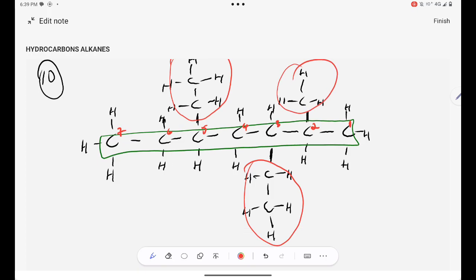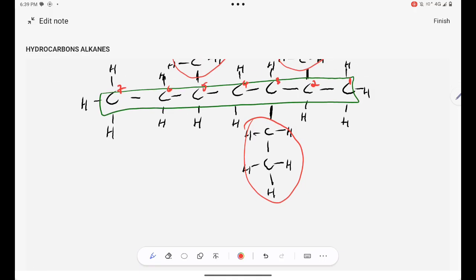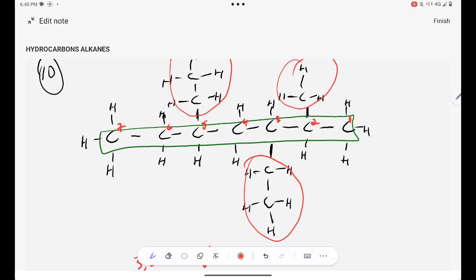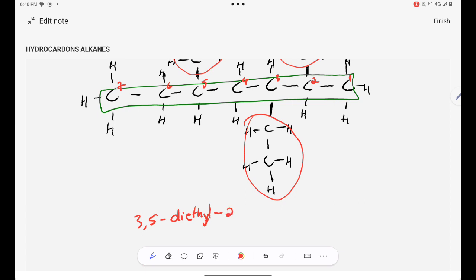Remember that, guys, whenever I have two substituents, I must name them in an alphabetical order. So at carbon number 3 as well as carbon number 5, I have my diethyl. And then at carbon number 2, I have my methyl. And then the parent chain has 7 carbons. That's heptane. Please note that, guys, all of the time between numbers and the alphabets, there must be a hyphen. Are you together? We don't have to mix the two.